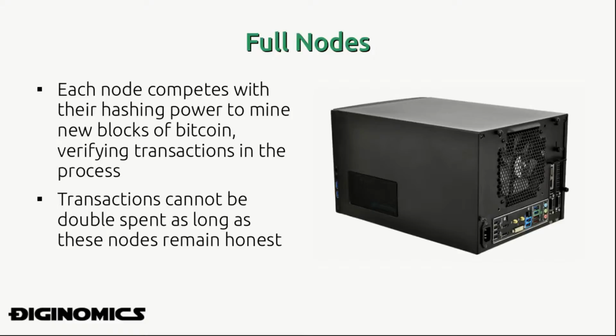Now, a full node competes with their hashing power to mine new blocks of Bitcoin, and in the process they verify transactions that are being made. These transactions cannot be spent as long as the nodes remain honest and the mining pool does not comprise 51% or more of the network hashing power.